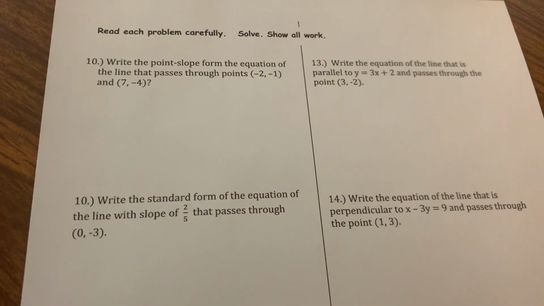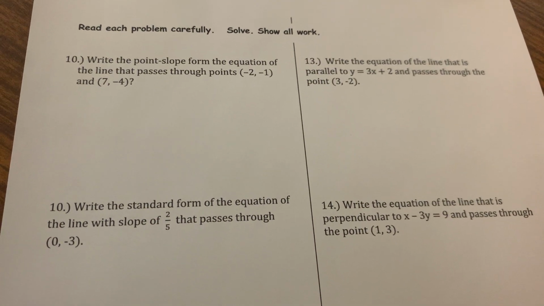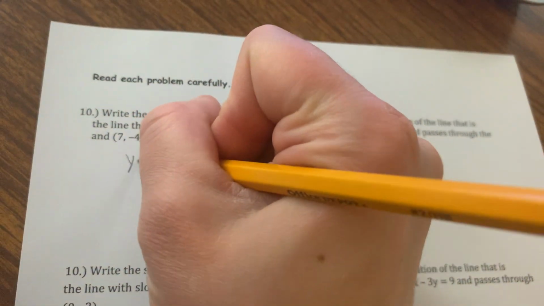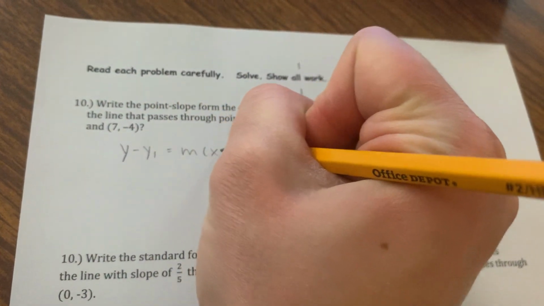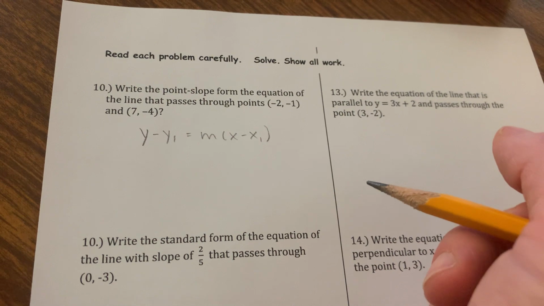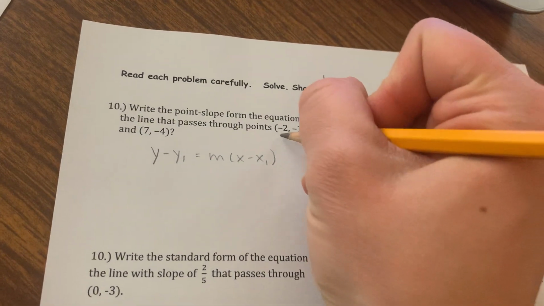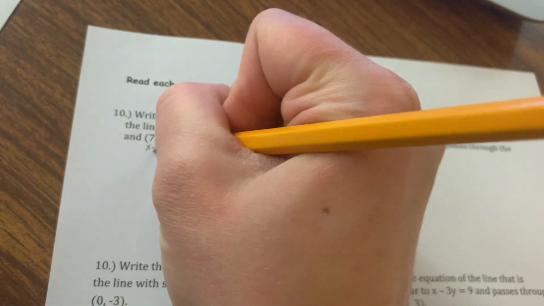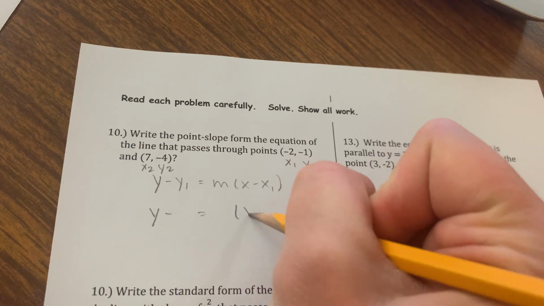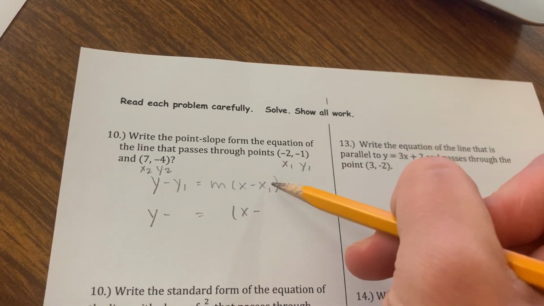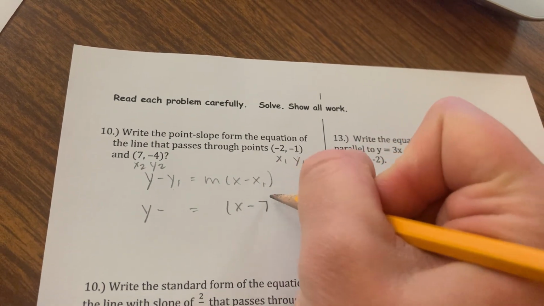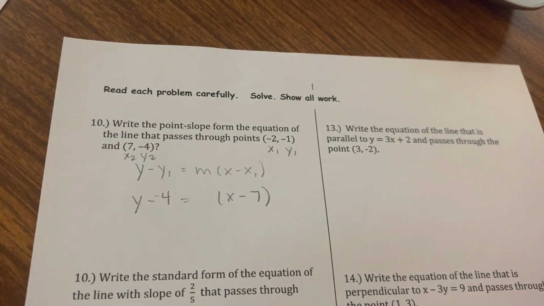Write the point slope form of the equation of the line that passes through (-2, -1) and (7, -4). So, y minus y1 equals m times x minus x1. This is point slope form. So we need a point and we need a slope. x1, y1, x2, y2. I do not care what point you use, but just pick a point. So you could put here -2 and -1, or you could put 7 and -4. I don't care which one.